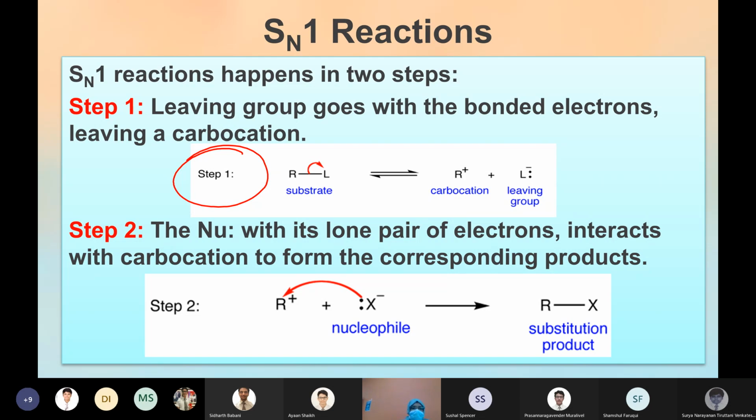So here only one molecule is taking part in the slowest step. The rate determining step is step 1. In that rate determining step, only one molecule is taking part, that is the breakage of the carbon-halogen bond happening in step 1. So it's a unimolecular reaction.